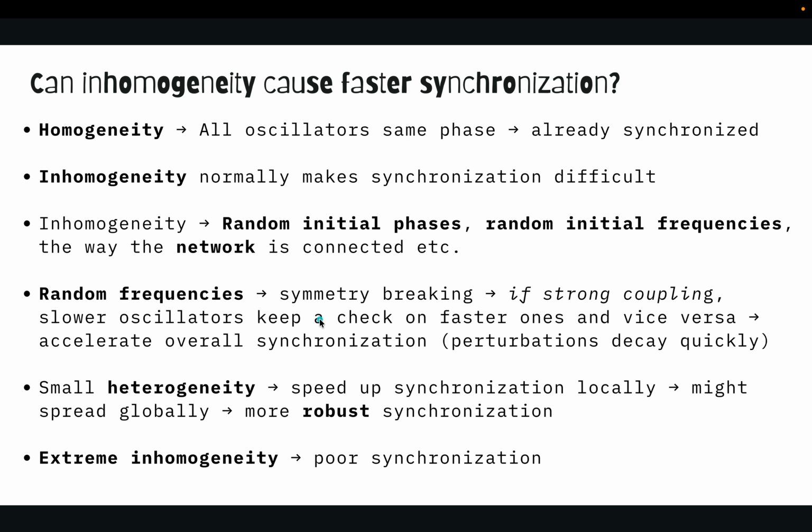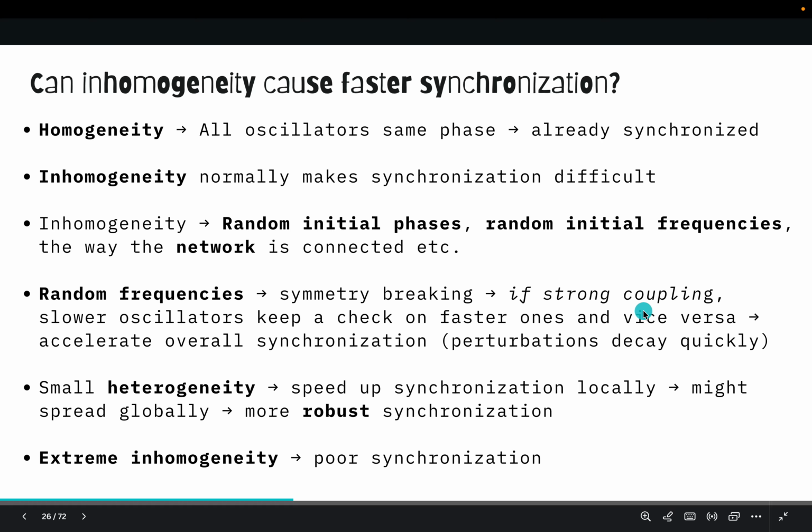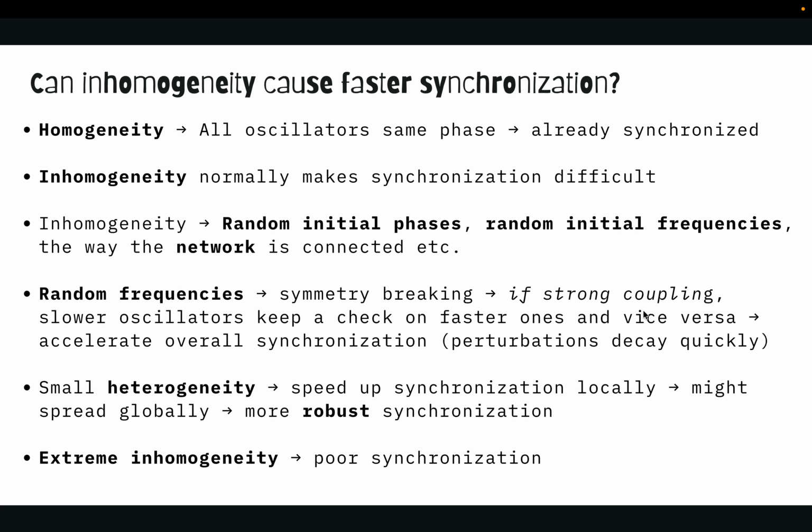But random frequency, in a way, you could think of as symmetry breaking, because if there is strong coupling, slower oscillators will keep a check on the faster ones, and the faster ones will keep a check on the slower ones. As a whole, the phase difference is maintained constant. I told you, synchronization doesn't mean all the phases should be the same, but the phase difference should be constant. And this can accelerate the overall synchronization, because it works both ways. The faster oscillators try to pull the slower oscillators to move a little faster. At the same time, the slower oscillators say, you also slow down a bit. And they reach a middle ground when all the phases become constant.